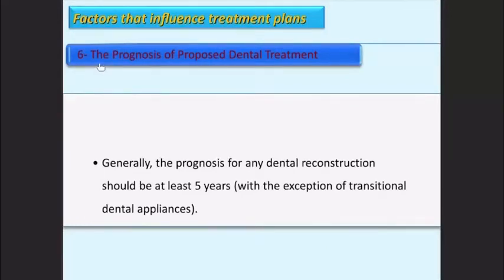Now, this is also an important thing which is going to influence your treatment plan. I have been talking about prognosis since long. So, prognosis of the proposed dental treatment. See, for any reconstruction of the dental procedures, you need to keep in mind that it should be stable for a minimum of 5 years, except the transitional dental appliance. Transitional means temporary dental appliances. So when you're doing a restoration or some procedure, make sure that the prognosis should be at least 5 years, meaning the patient should not have any problems for at least 5 years.